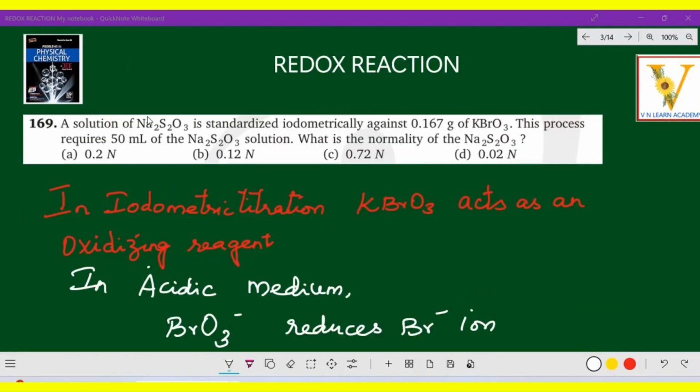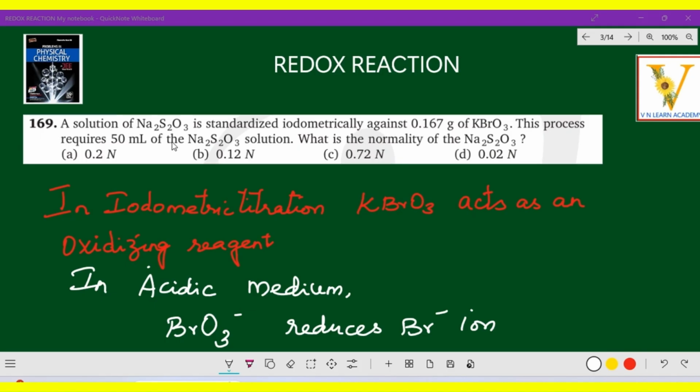Next question. A solution of Na2S2O3, sodium thiosulfate, is standardized iodometrically against 0.167 gram of potassium bromate. This process requires 50 ml of sodium thiosulfate solution. Now, what is the normality of sodium thiosulfate? Generally, what do you mean by normality? Equivalence divided by volume in liter.